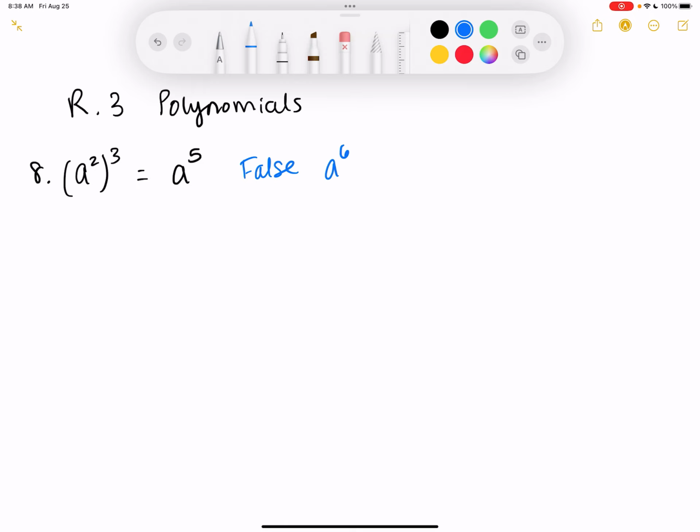Okay, so simplifying the expression, we have number 12, 3y to the 4th times negative 6y cubed. So we obviously multiply the numbers first, so that's going to give us negative 18. And then when I'm multiplying, I add the exponents together. So that's going to be y to the 4 plus 3, which is y to the 7.